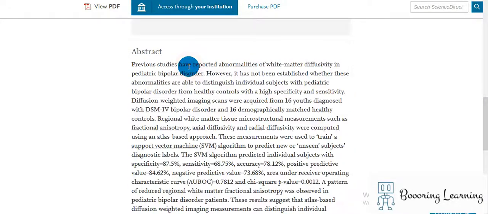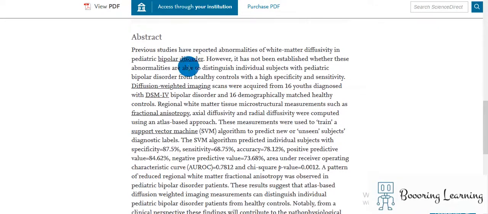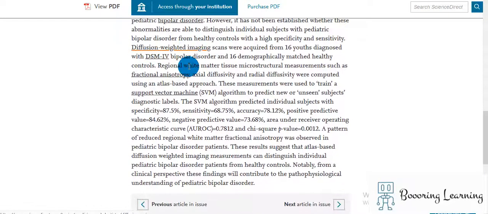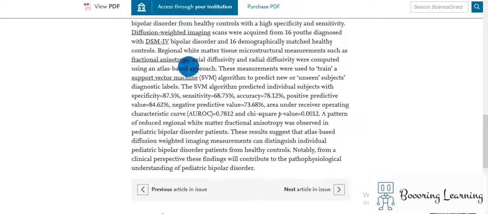Previous studies have reported anomalies of white matter diffusivity in pediatric bipolar disorder. However, it hasn't been established whether these abnormalities are able to distinguish individual subjects with PBD from healthy controls with a high specificity and sensitivity.